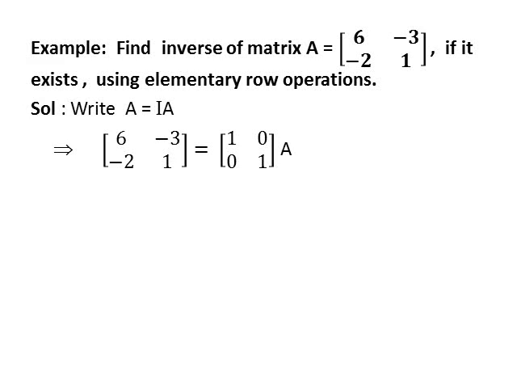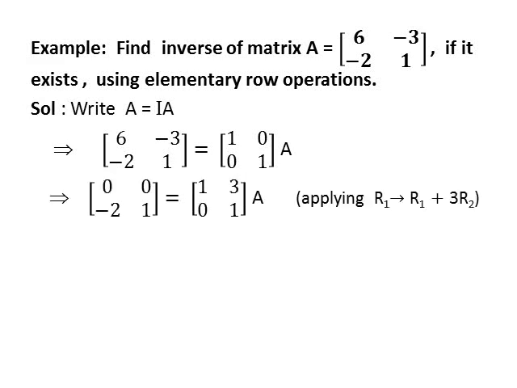As we have to reduce the left hand side matrix A equals to identity matrix, so we apply such operations on left hand side matrix A so that it becomes an identity matrix, and same operations we apply on matrix I of right hand side. Students, as you can see, when we apply the operation R1 approaches to R1 plus 3R2 on left hand side matrix A, we get all the elements of first row of left hand side matrix equals to 0.